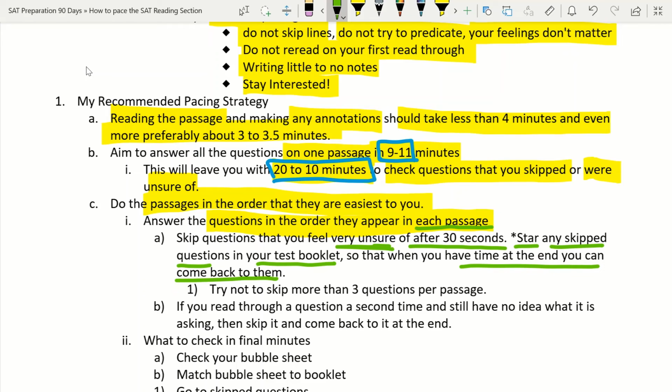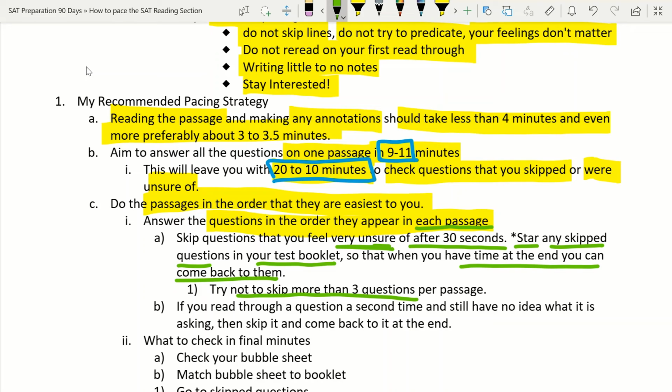Because if you have no clue what you're doing after 30 seconds, it's not very likely that you're going to gain anything by just staying on that question. Next, you're going to want to try not to skip more than 3 questions per passage, because if you're spending 9 to 11 minutes on each passage but skipping more than 3 questions, you're not going to have enough time at the end to go back and answer those questions.